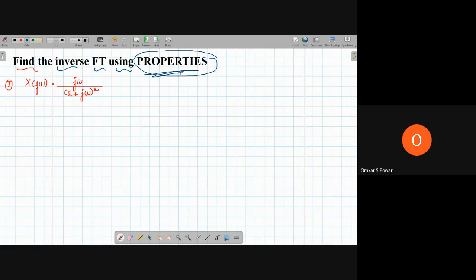So if you go back to CTFT, when I began the class, I took the Fourier transform of x of t and I explained the formula. IFFT also I explained the formula. Then after that I wrote the properties. I have not derived it.